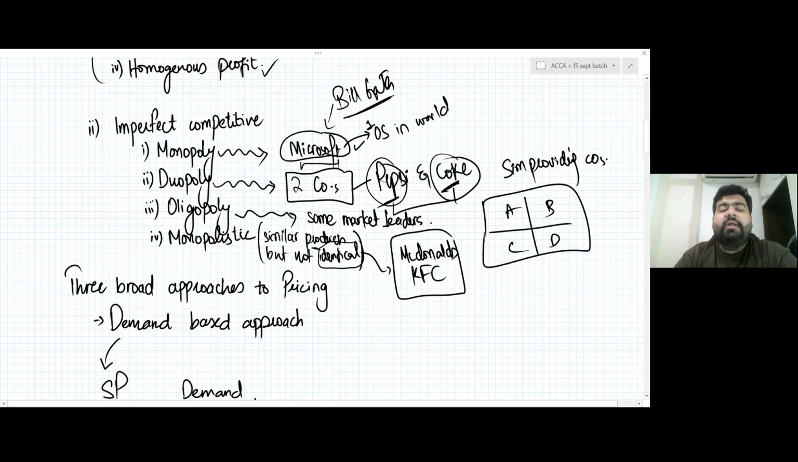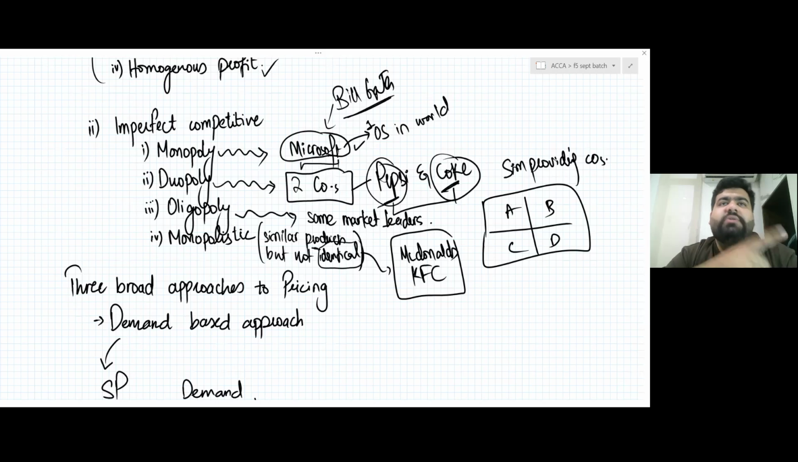When there is a market like that, you say that their products are similar but not identical. That type of market is known as a monopolistic market, in which the same type of product is being sold, but not an identical product. In that scenario, you will say it's monopolistic.